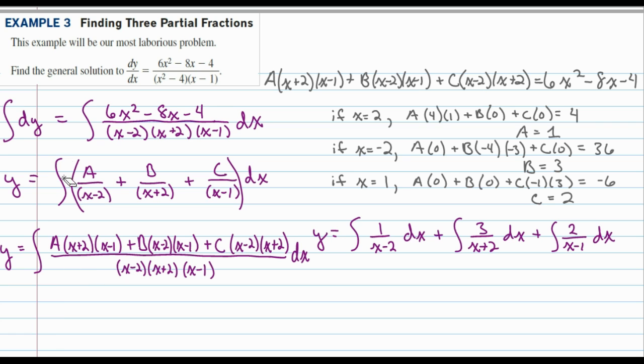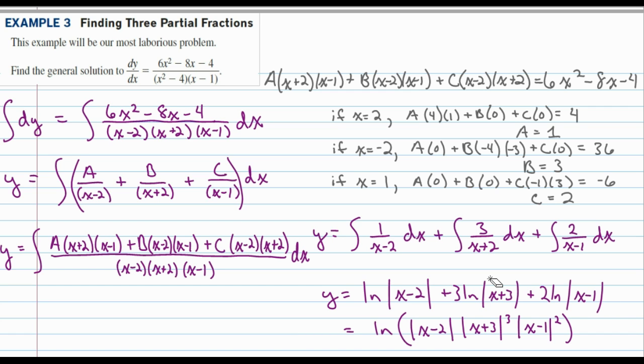I can separate an integral over addition because an integral means add, and that's your addition property of integration. So now let's take those antiderivatives. The antiderivative of 1 over x minus 2 is the natural log of the absolute value of x minus 2. For the antiderivative of 3 over x plus 2, I can leave 3 as a coefficient and take the natural log of the absolute value of x plus 2. I'll do something similar for the third piece: 2 times the natural log of the absolute value of x minus 1.